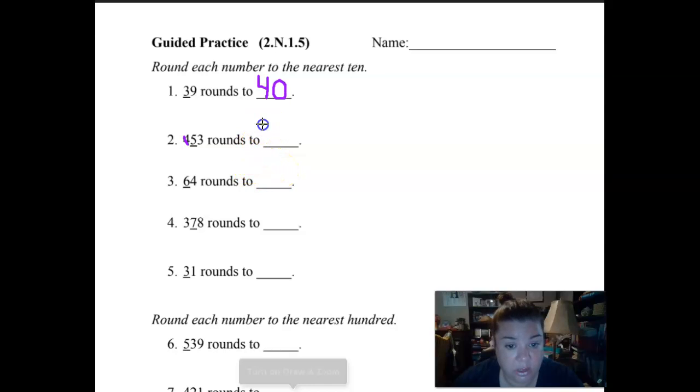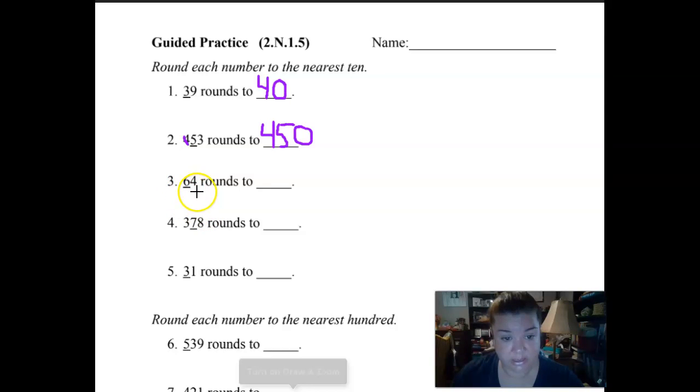Okay, so the 4 will stay the same because we're just rounding to the tens, not the hundreds. So we don't have to do anything with that. So we have 53. The 3 is less than 5, so we're going to round down. This stays the same, 5, and then the 3 becomes a 0. So we have 450. Okay, what about 64? Pause the video and put down what you think.